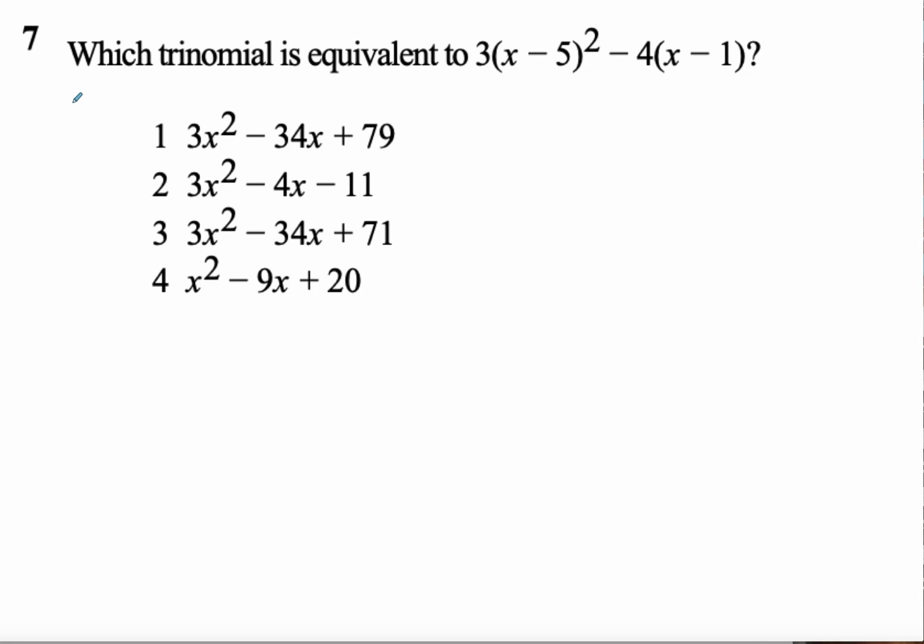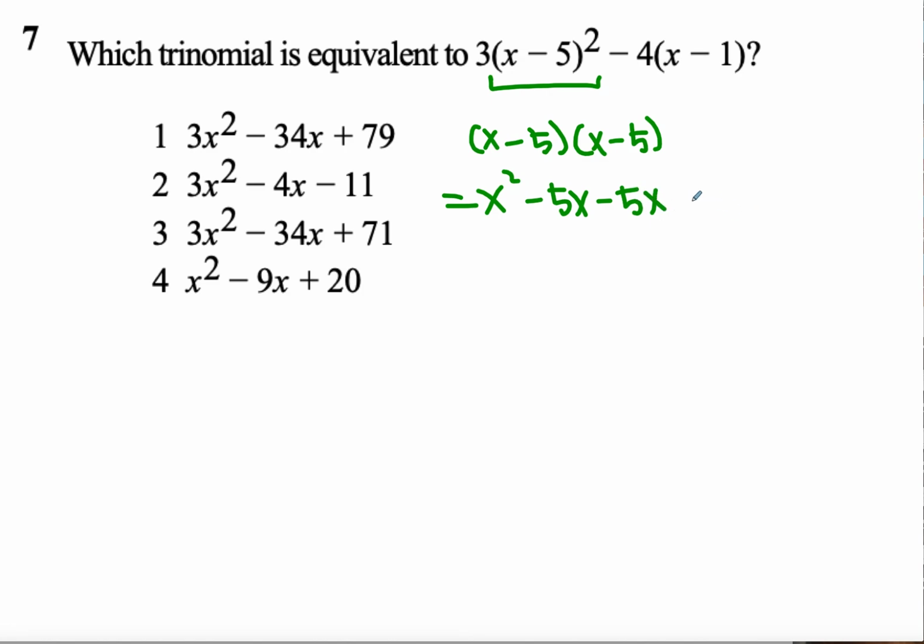Number 7. They want us to just multiply everything out and combine the like terms. So let's try to do this one first. What is x minus 5 squared? That means x minus 5 times x minus 5. When x is multiplied together, we get x squared. X times minus 5 becomes minus 5x. And minus 5 times x becomes another minus 5x. Negative 5 times negative 5 becomes plus 25.